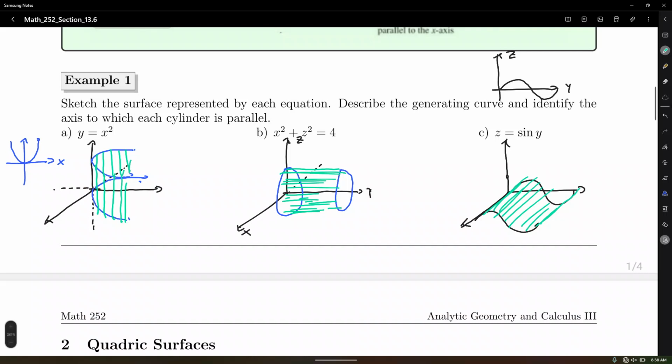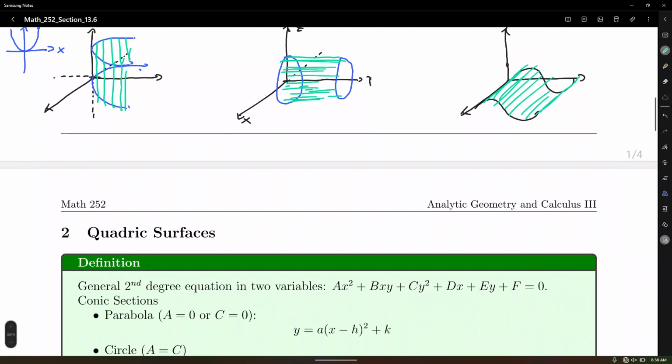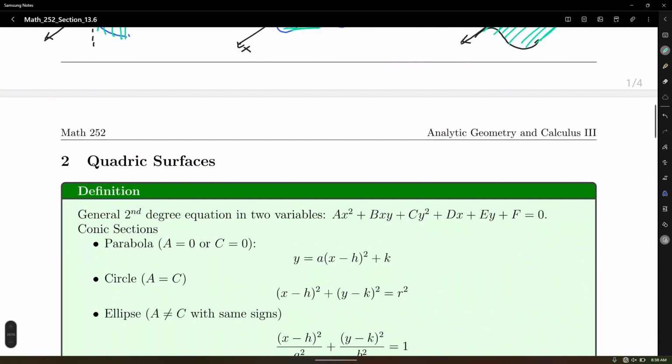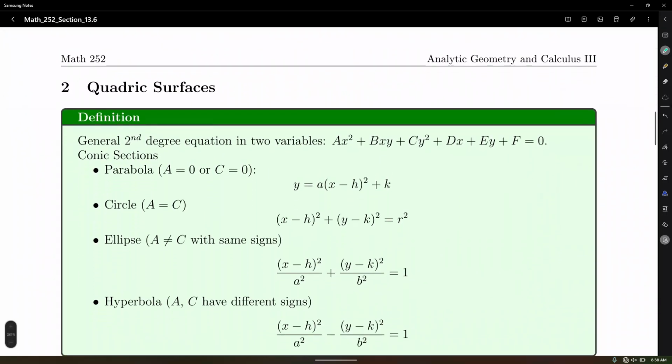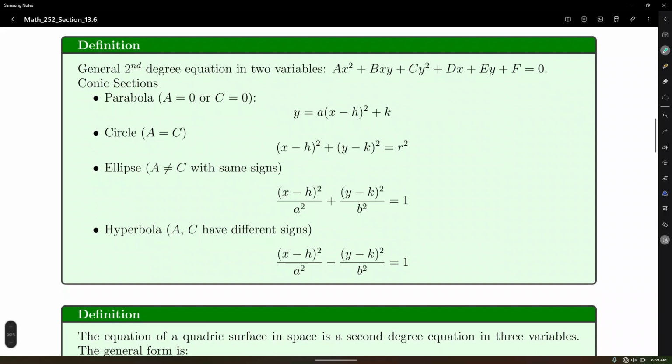Let's talk about the second kind of surfaces, quadric surfaces. So where did these come from? Number one, let's go back and review the conic sections. The conic sections are the intersections of a cone and a plane. That's what gives rise to the four conic sections: number one, the parabola, the circle, the ellipse, and the hyperbola.